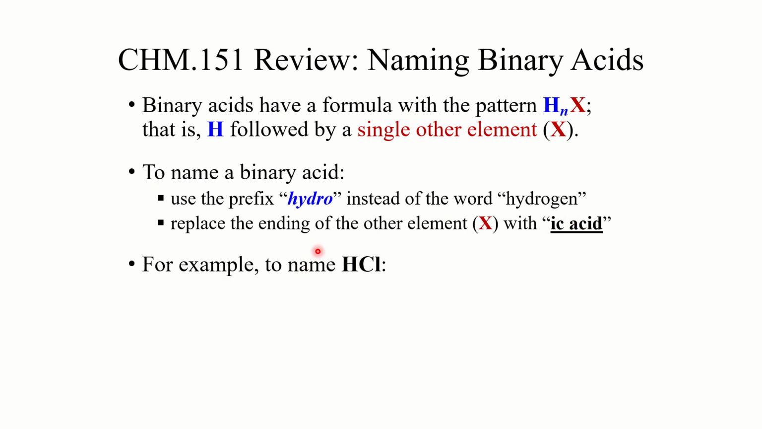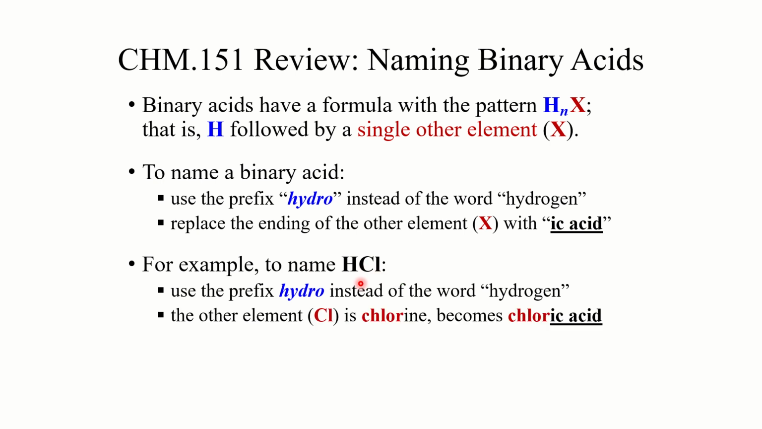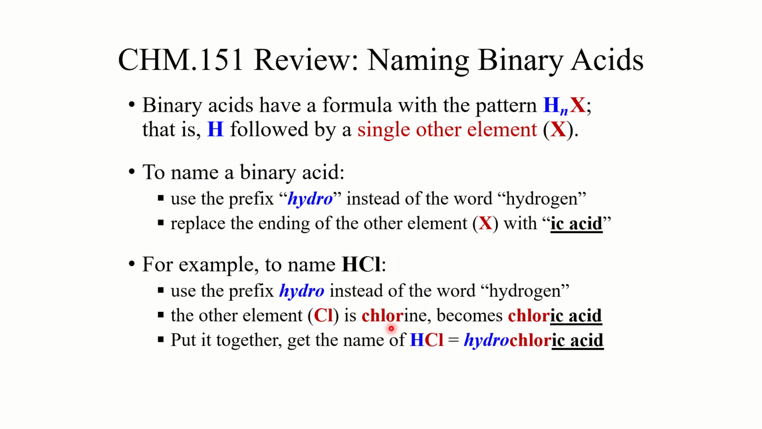So for example, to name HCl, we use the prefix hydro instead of the word hydrogen. The other element, Cl, is chlorine. This becomes chloric acid, and then you put those two words together and you get hydrochloric acid. So the name of HCl is hydrochloric acid. And this convention will go for all binary acids.